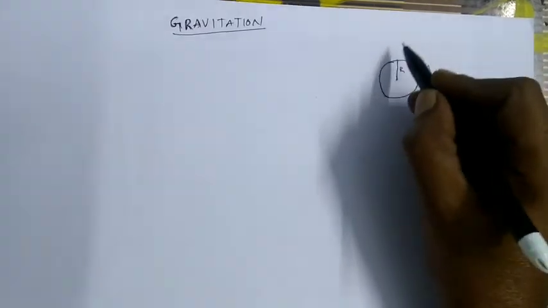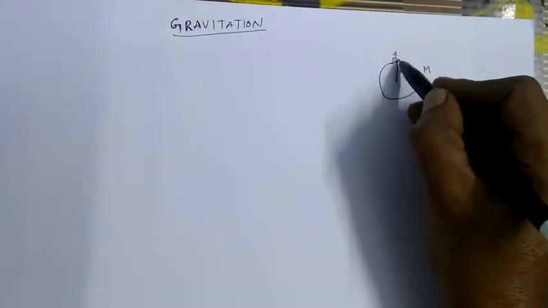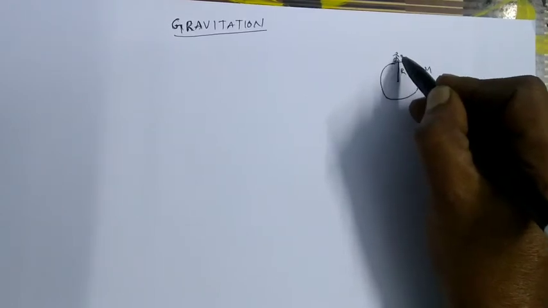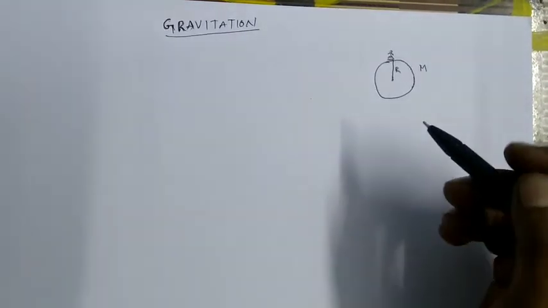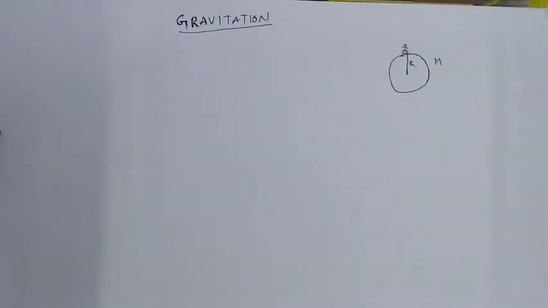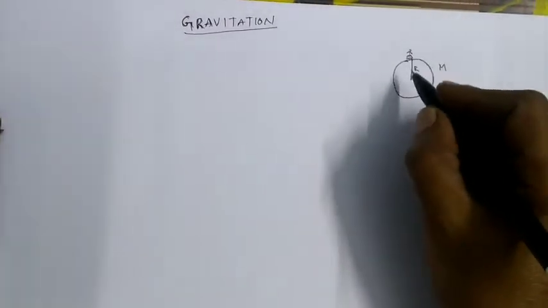For example, if a person is standing on the surface of the earth, generally, what is the distance between you and the earth? I am asking the question. For that, generally people say the answer is that because I am on the surface of the earth, the distance between me and the earth is 0. But actually, that is not the answer.